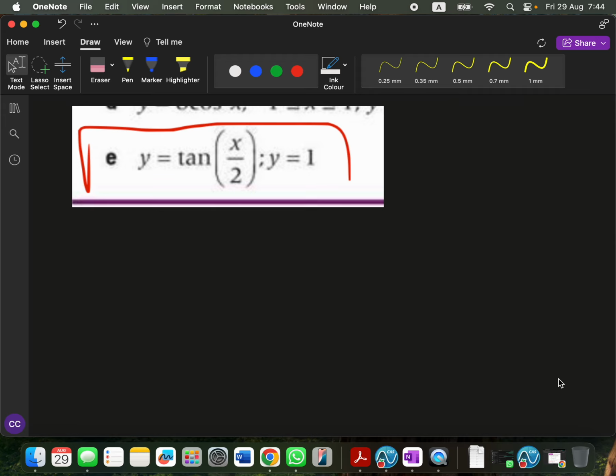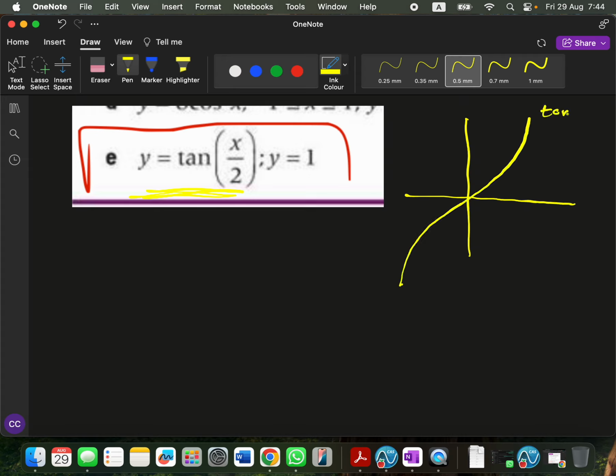All right, so what we have here is a question from exercise 8A, and this is number 1E. It's asking you to find the area between this function, which is the tangent of x over 2, and the function y equals 1. So let's quickly remember what that's going to look like. This is the tangent of x over 2. This here is y equals 1. And the thing this question's asking us to find is that area right there, okay?